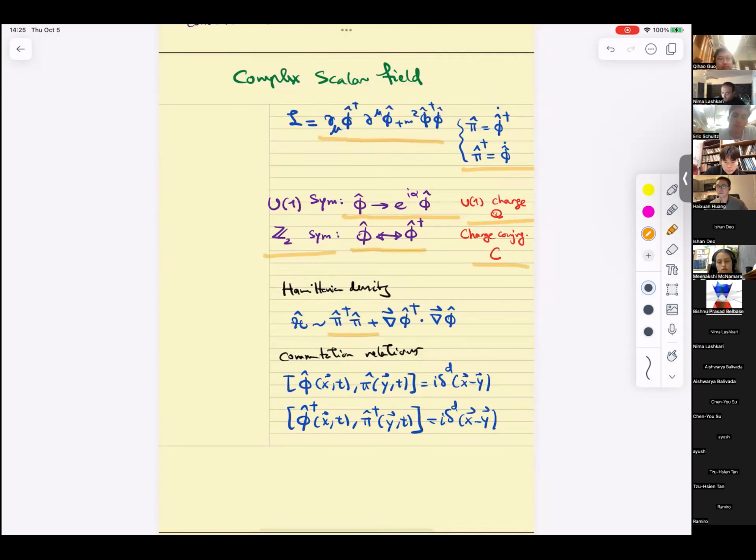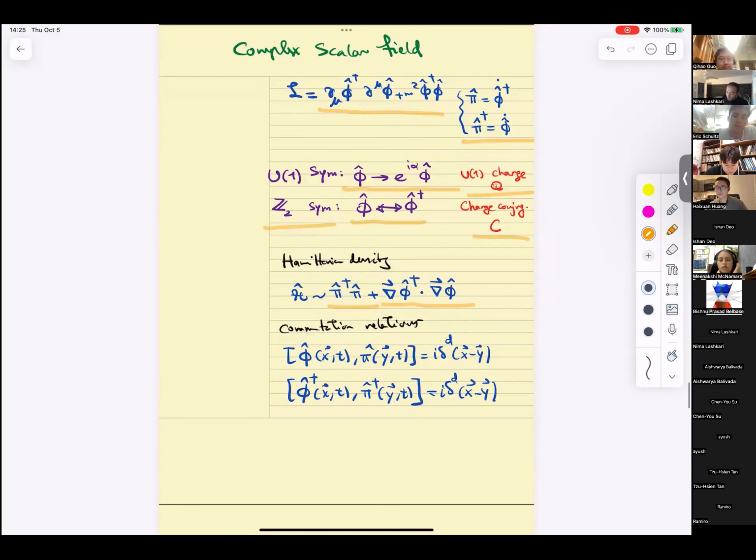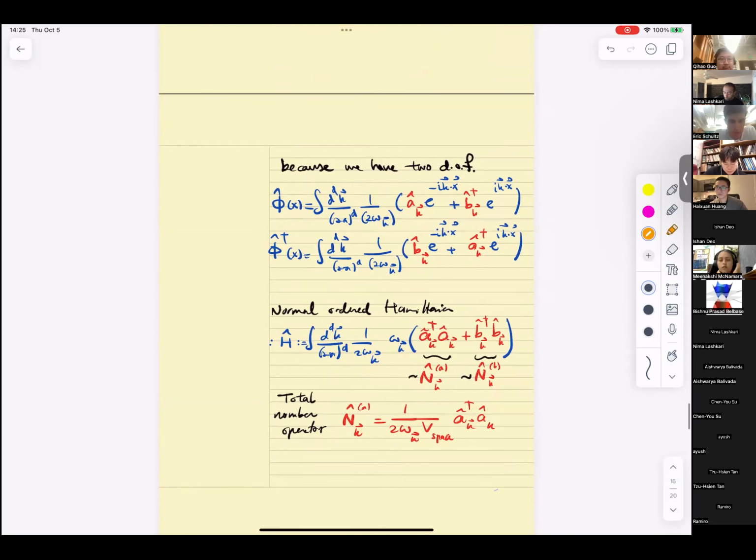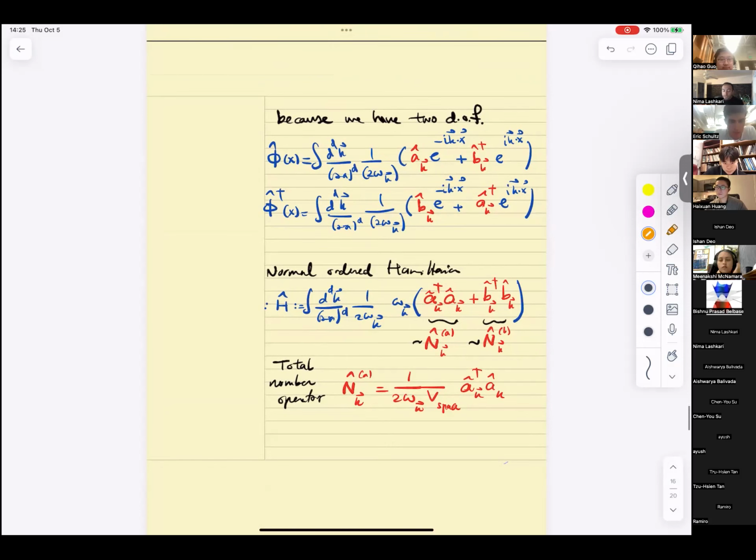All right. So let's write down the Hamiltonian density because we're going to canonically quantize it. It's going to be pi dagger pi plus the gradient of phi dagger dot gradient of phi. You have these commutation relations. Hopefully these are not mind-blowing. Phi and pi are canonically conjugate.